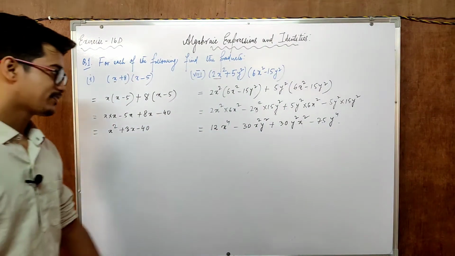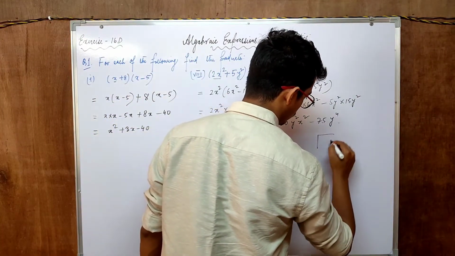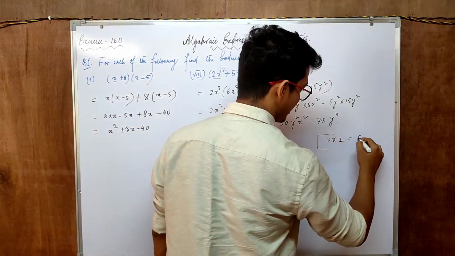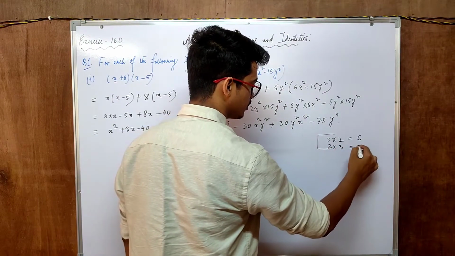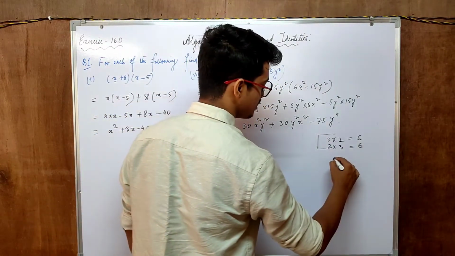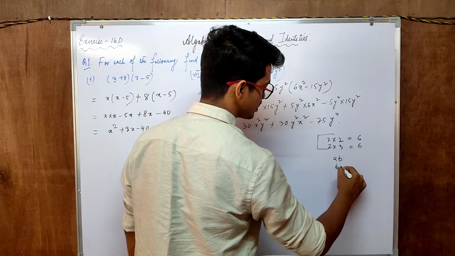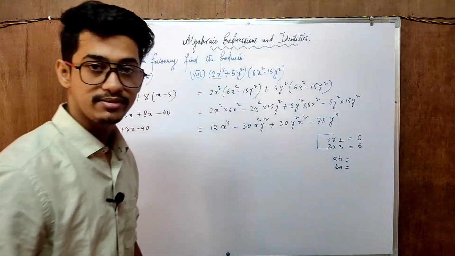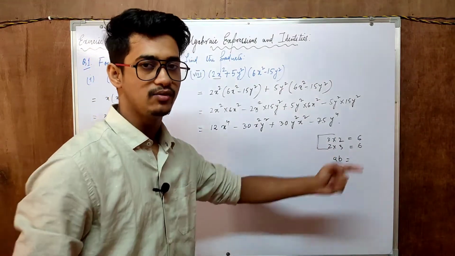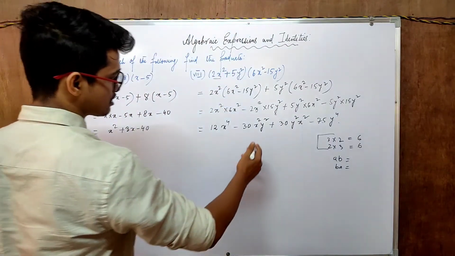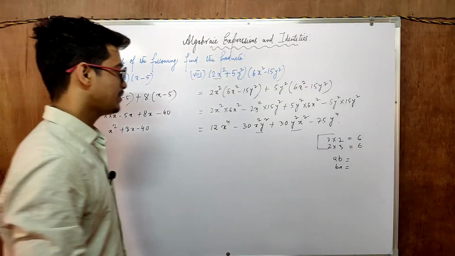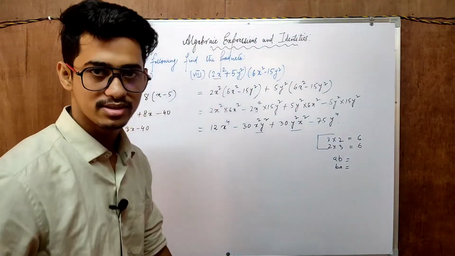Now let me ask you one question: 3 into 2 is how much? That is 6. And 2 into 3 is how much? That is also 6, right? These two are absolutely the same. Like that, if I write AB or BA, both give the same value, because I am just interchanging the elements, and the result will be absolutely the same. Like that, x square y square or y square x square, both are the same. There is no difference. So these two are like terms.